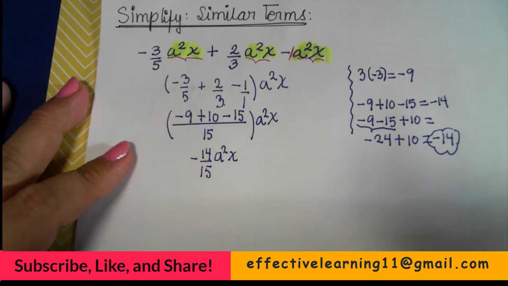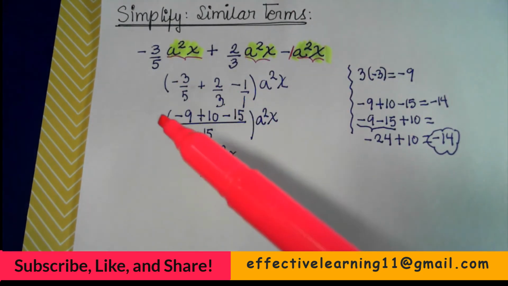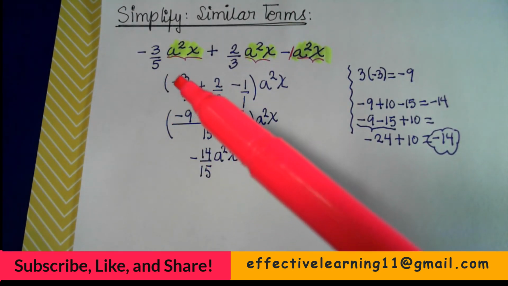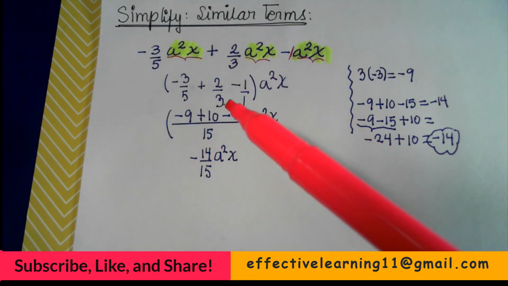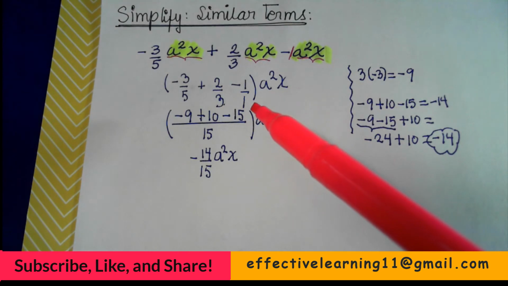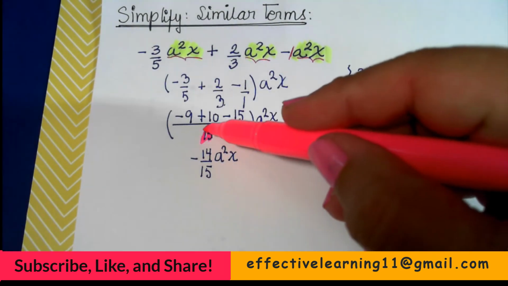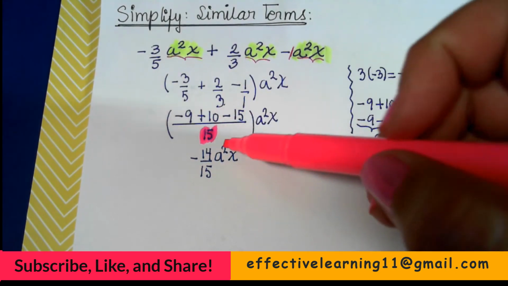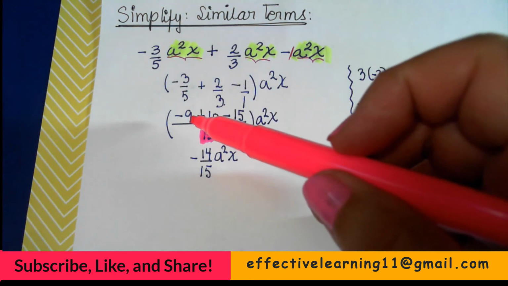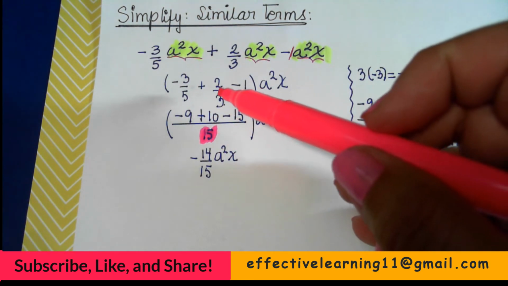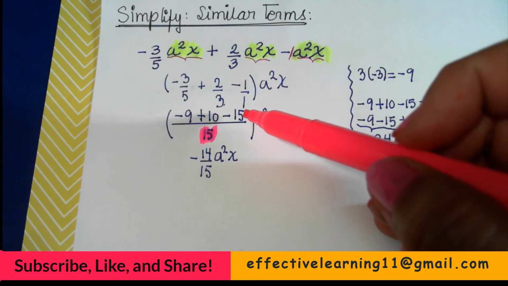It was very easy, no? Let's review. We have here the first coefficient we have to copy, negative 3 over 5 plus 2/3 minus 1. So the 15 is the new denominator, 15. 15 over 5 is 3 times negative 3 is negative 9. 15 over 3 is 5 times 2 is 10. 15 over 1 is 15 times 1 is 15.